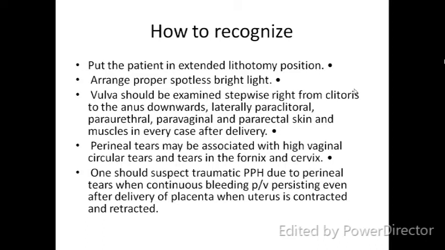First, second, third degree is the perineal tear. Sometimes it extends upward up to the fornices. What is the fornix? Where the cervix and the posterior vaginal wall meet, that is the posterior fornix. So sometimes it extends up to the posterior fornix and up to the cervix. Cervix can be injured. One should suspect traumatic PPH due to perineal tear when continuous bleeding per vaginum persists even after delivery of the placenta.